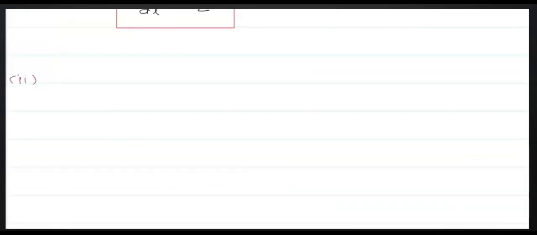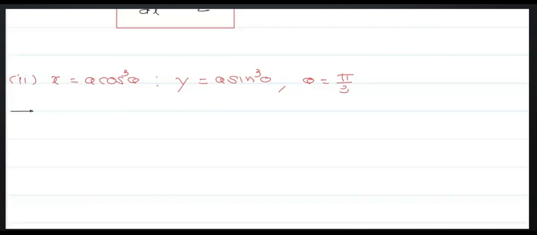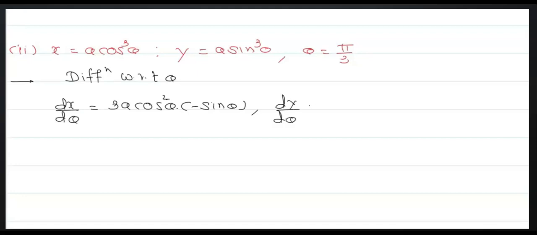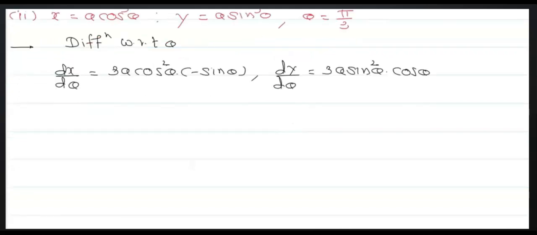Now the next example. x is equal to a cos cube theta, y is equal to a sin cube theta, theta is equal to pi by 3. Now differentiate this with respect to theta. dx upon d theta is equal to 3a cos square theta into the derivative of cos theta, which is minus sin theta. dy upon d theta is equal to 3a sin square theta into the derivative of sin theta, which is cos theta.